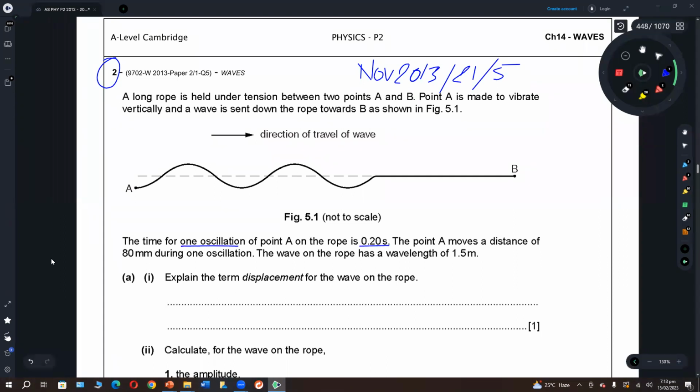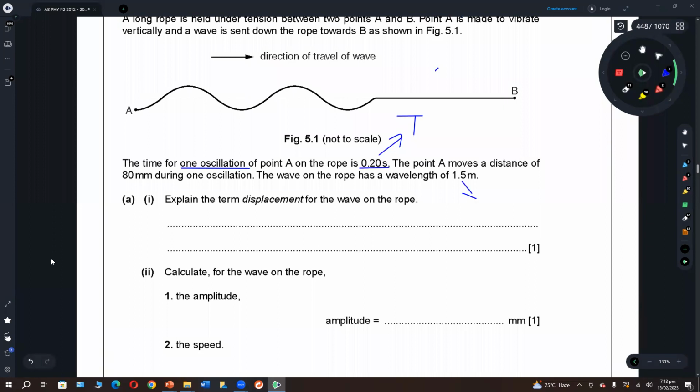He says one oscillation, so I can guess that he is giving me the time period. The point A moves a distance of 80 millimeter during one oscillation. The wave on the rope has a wavelength, this is lambda. Explain the term displacement for the wave on the rope.